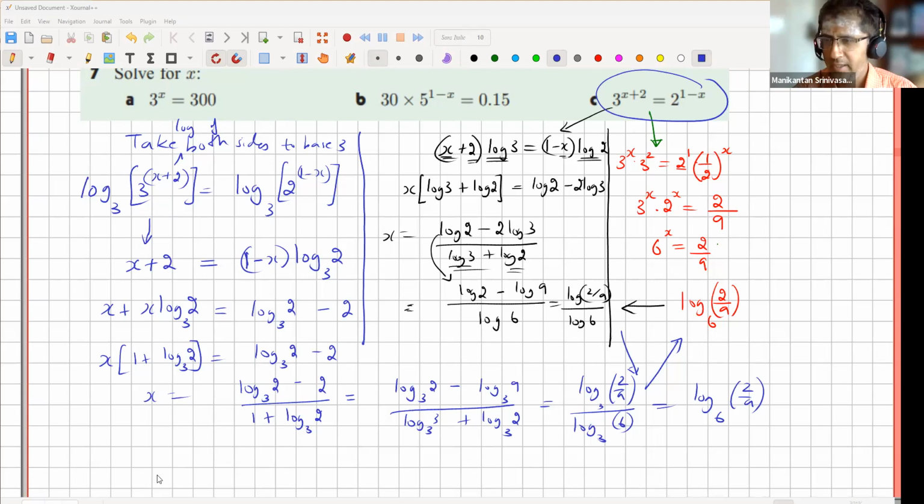Similar idea, right? You should be able to get the same answer. Log 2 by 9 to the base 6 in different forms. It can be different bases, as we saw, base 2, base 3, base 10, or no base at all. Directly log 2 by 9 to the base 6. Okay, cool.